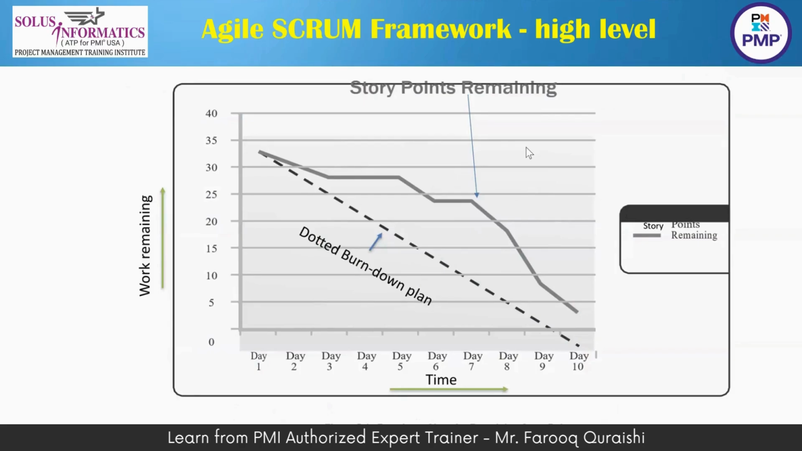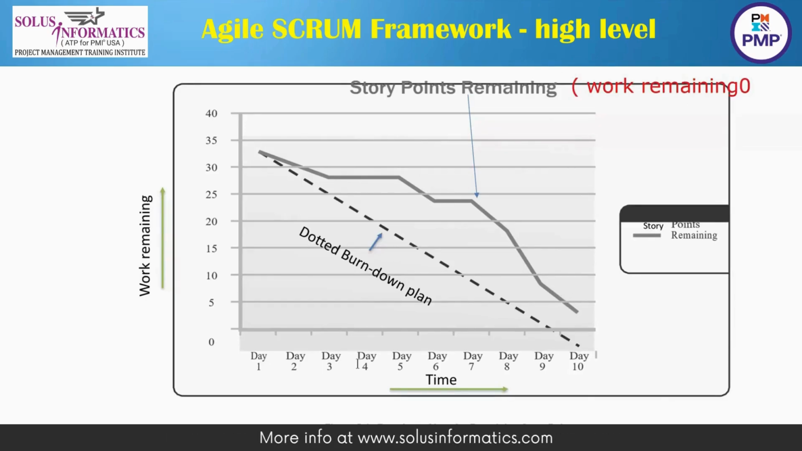So the information radiator, if you look at my screen right now, is actually a burn down chart. The burn down chart shows the work remaining. This dotted line is the burn down plan, and this thick line is how the story points are actually being done. Iteration-based projects use burn down charts to see where the project is going over time.